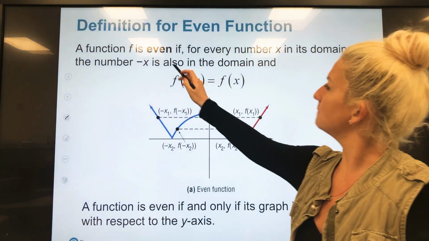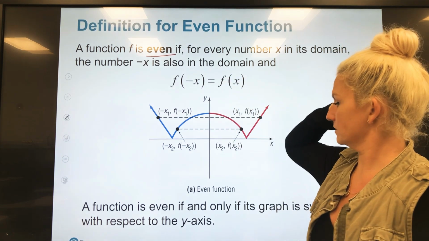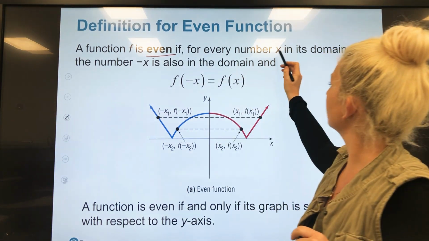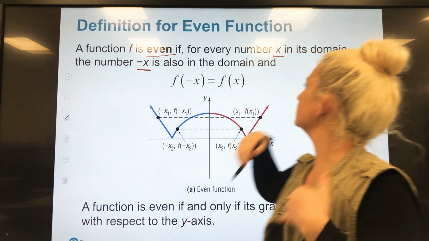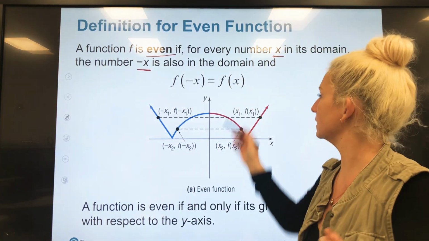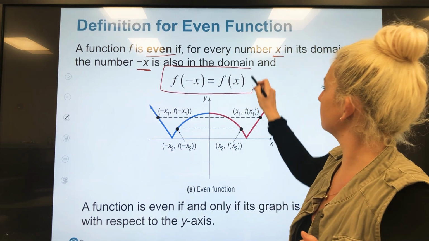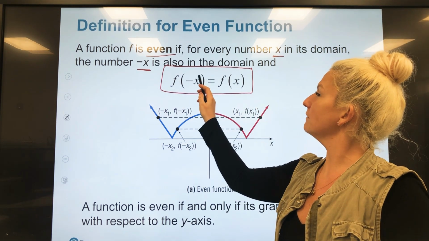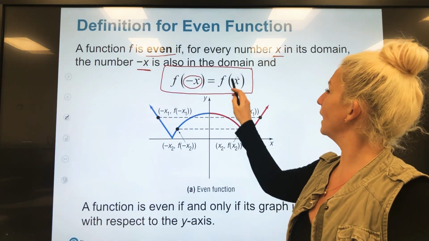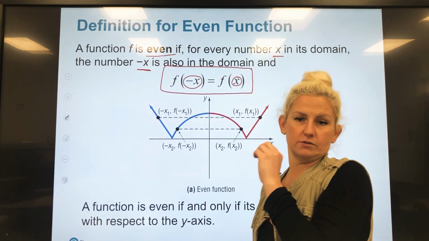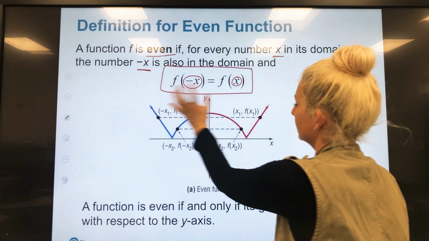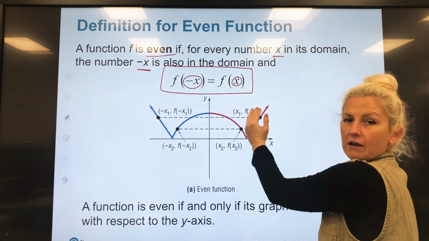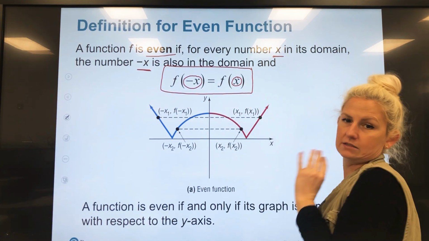So a function is even, okay? So this is like the definition here. If for every number x in its domain, the number negative x is also in the domain. So what does that mean? This is pretty much like your definition. It means whether I have a negative x or a positive x, they are equivalent. So whatever's going on in the graph on the negative x side is going to be exactly the same as whatever's going on the graph on the positive x side.